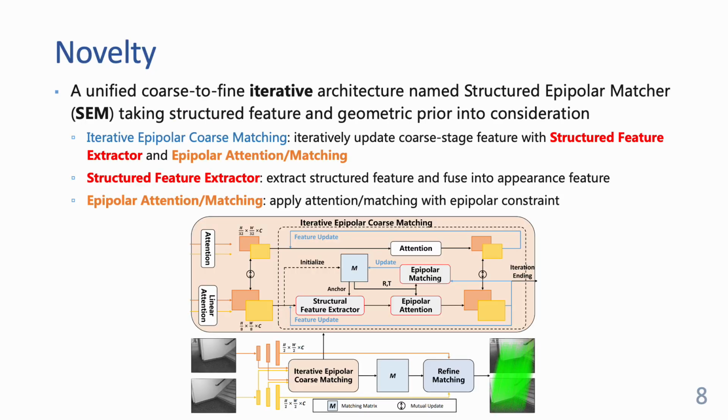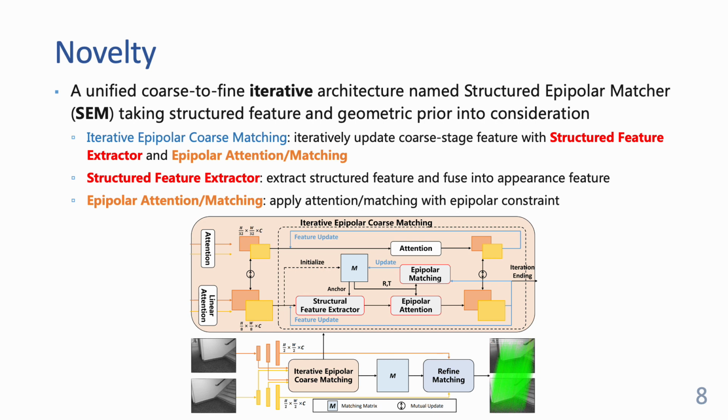To address the aforementioned two problems, we propose structured epipolar matcher for local feature matching. We propose a unified coarse-to-fine iterative architecture named structured epipolar matcher, taking structured feature and geometric prior into consideration. The figure shows the whole architecture of our proposed method. It contains an iterative epipolar coarse matching module and two submodules.